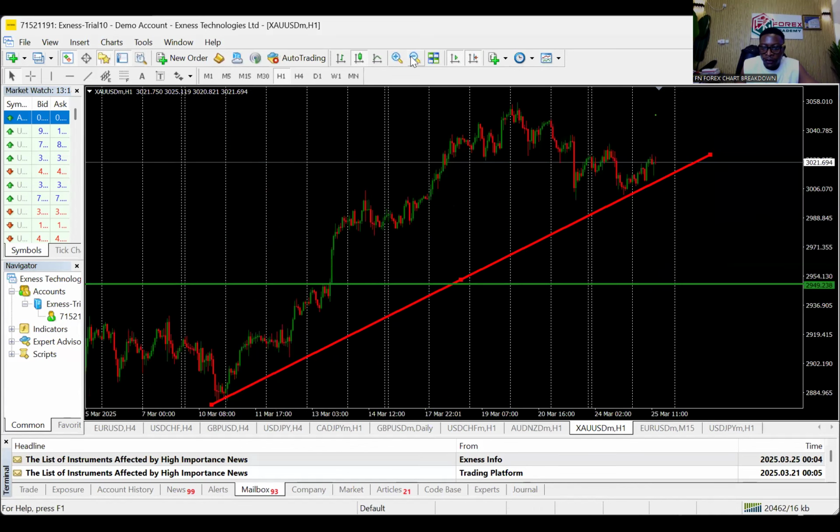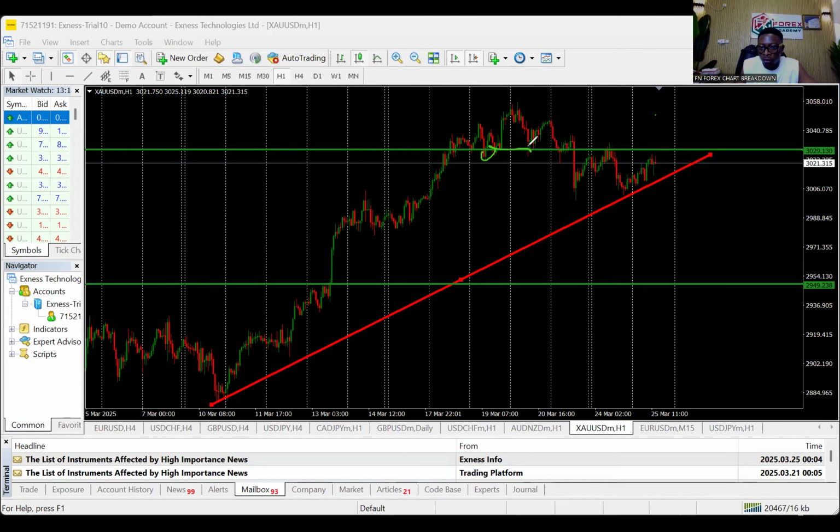On the 1 hour time frame, let's mark our key levels. Remember, we have not marked our key levels on the 1 hour time frame. So on the 1 hour time frame, we have this key level right here. We have these key levels right here. Points of consolidation are points of interest.